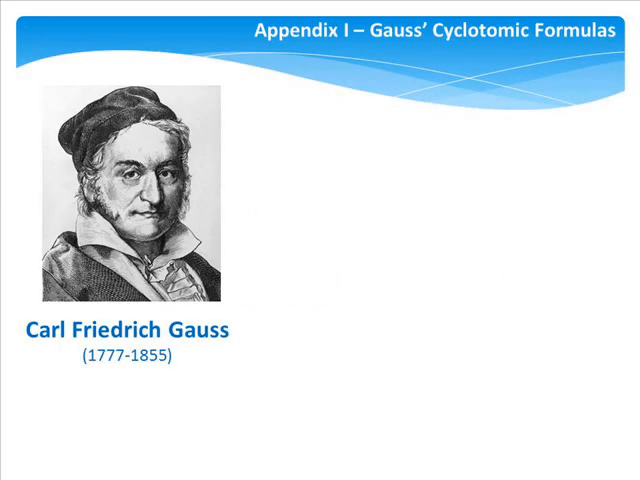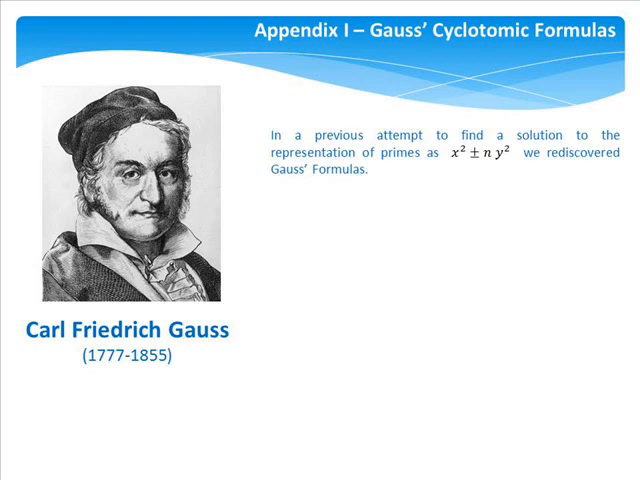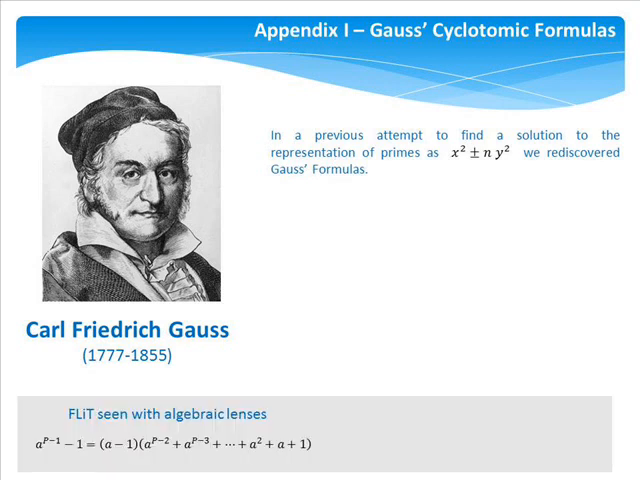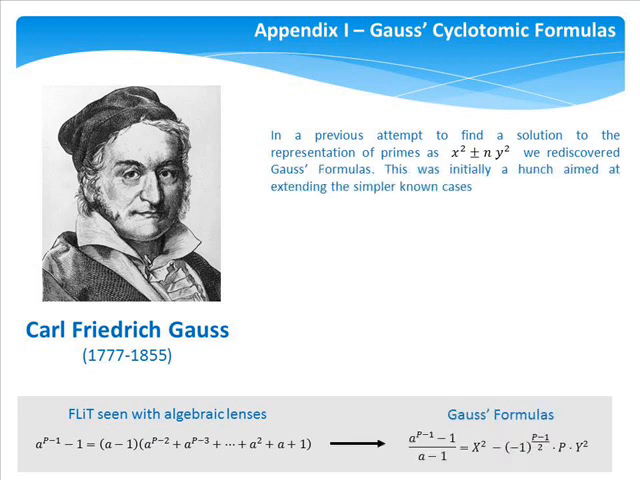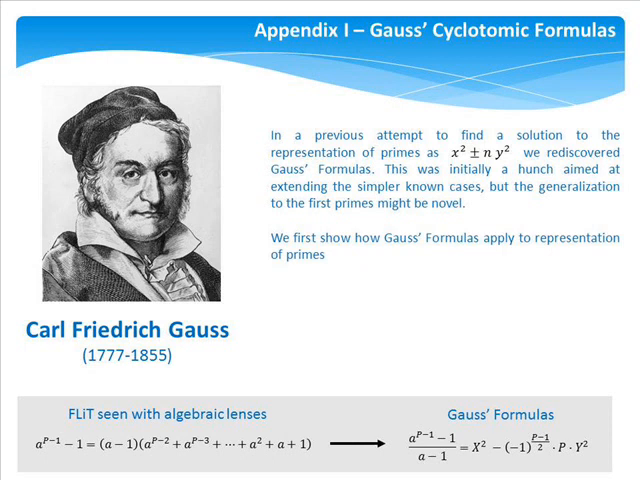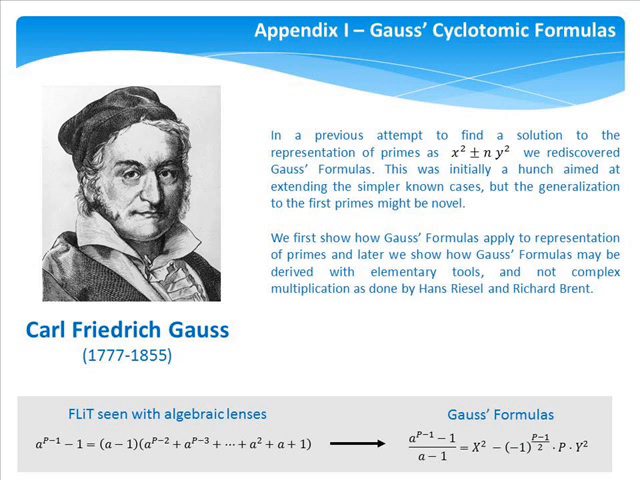In a previous attempt to find a solution to the representation of primes as x squared plus or minus n times y squared, we rediscovered Gauss formulas. This was initially a hunch aimed at extending the simpler known cases, but the generalization to the first primes might be novel. We first show how Gauss formulas apply to representation of primes, and later we show how they may be derived with elementary tools and not complex multiplication as done by Hans Riesel and Richard Brent.